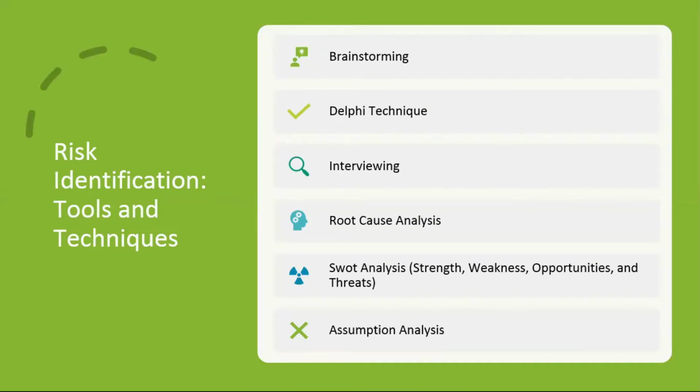There are several tools and techniques that can be used to identify risks. One of them is brainstorming, which is done with a group of people who focus on the identification of risk for the project. The Delphi technique is when a team of experts have been consulted anonymously. A list of required information is sent to experts, responses are compiled, and results are sent back for further review until a consensus is reached.